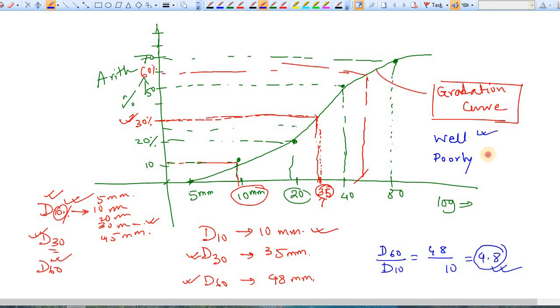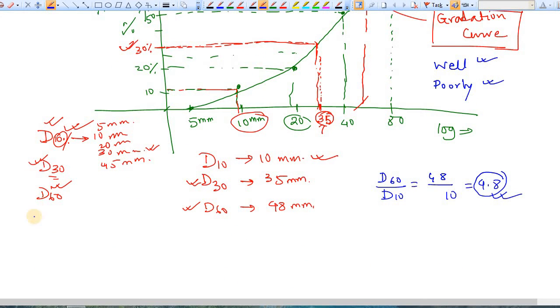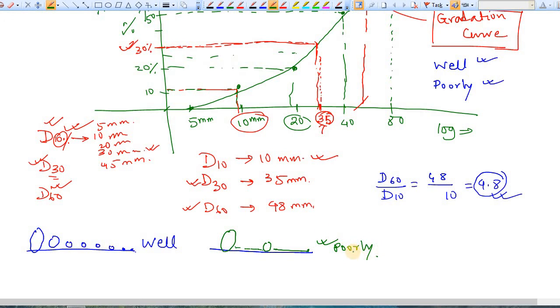So what does it mean, well graded or poorly graded? Well, well graded means that if you have a system of soil where you have all ranges of particle sizes, this is a well graded soil. But if I tell you it is a poorly graded soil, that means, let's say it has a particle like this, then like this, then like this. So this is poorly graded or gap graded. This is poorly graded soil.